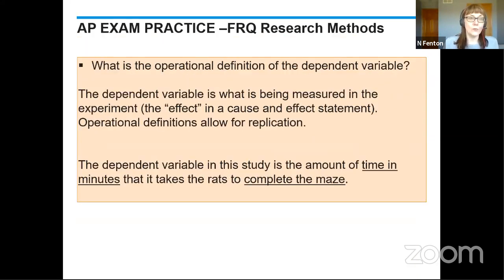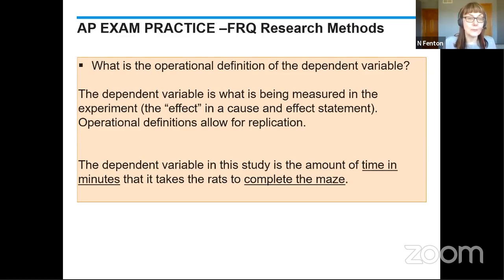The first question was, what is the operational definition of the dependent variable? And I put in a definition here, but this is an example for sodas. You wouldn't define operational definition and dependent variable and then explain it. So the second part on the bottom, the dependent variable in this study is the amount of time in minutes that it takes the rats to complete the maze. And for this to score, you have to operationally define it. You can't say how long it takes the rats, right?